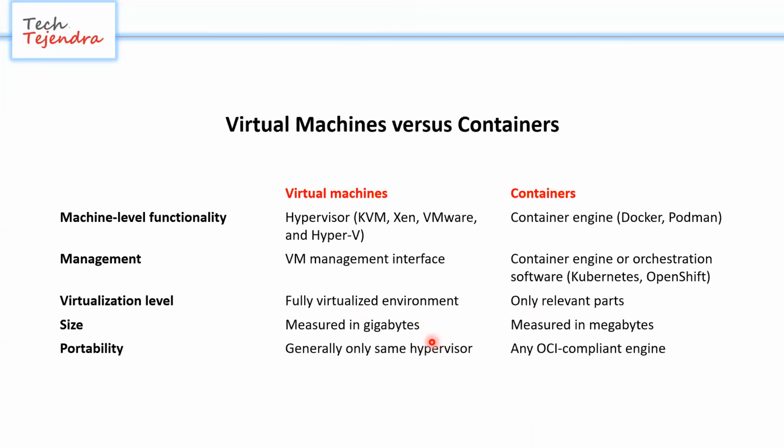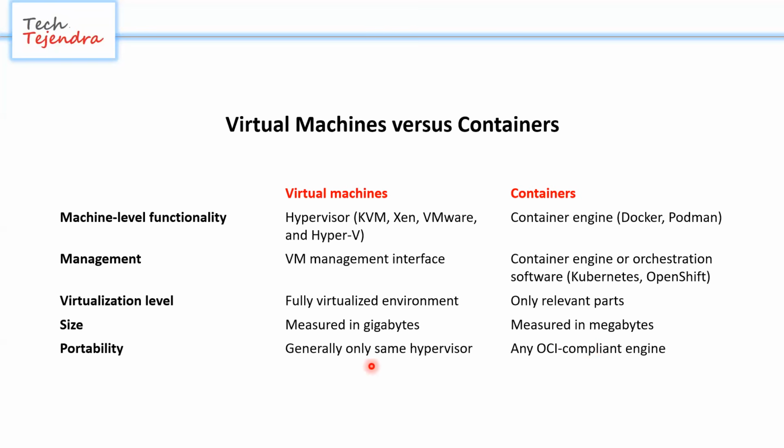Size is measured in gigabytes, right? So a virtual machine's size is big, and a container's size is very small. That's why it is very much portable. Once the container is there, you can put this container in any kind of environment which supports containers, and its size is very minimal, like megabytes only.